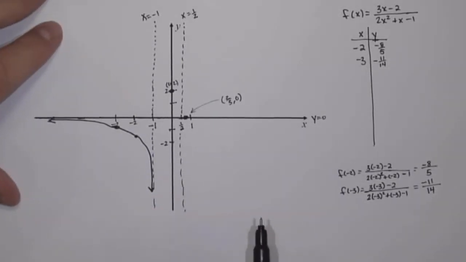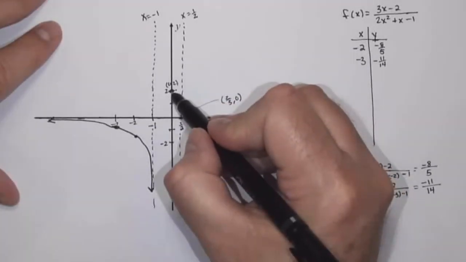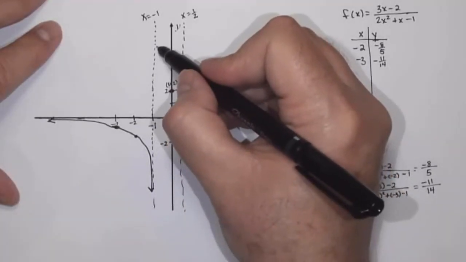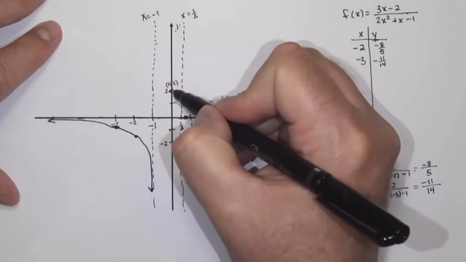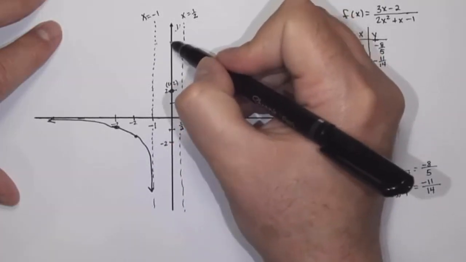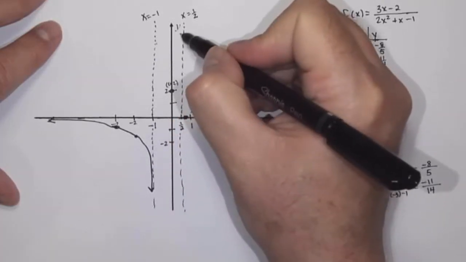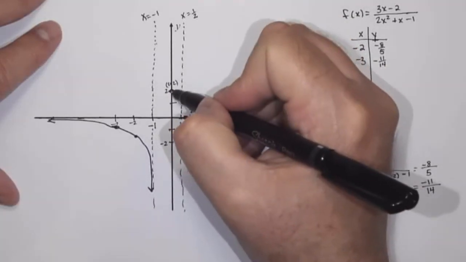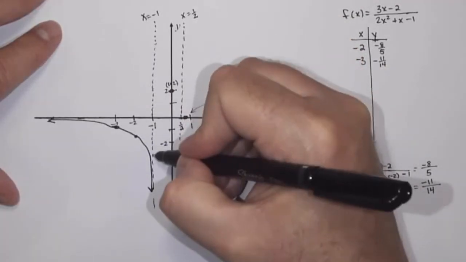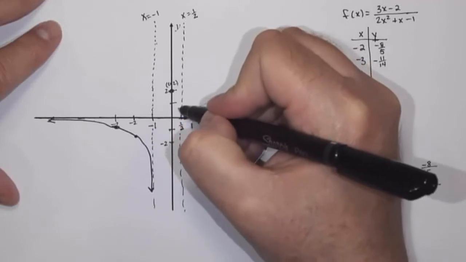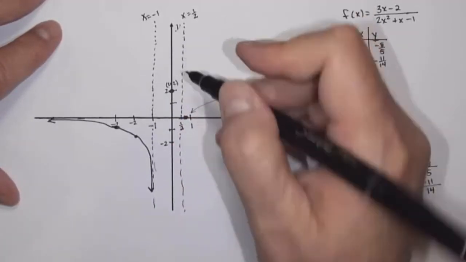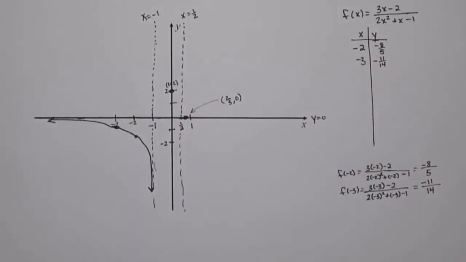In between, I know it's crossing through this point, but what I don't know is it's possible that it could be coming down, going through that point and going back up. Asymptotic here, coming and going back up. It could be coming down, or it could be coming up and coming back down, or it could be coming up and going up. I don't know. So I'm going to have to find a few points to figure that out.